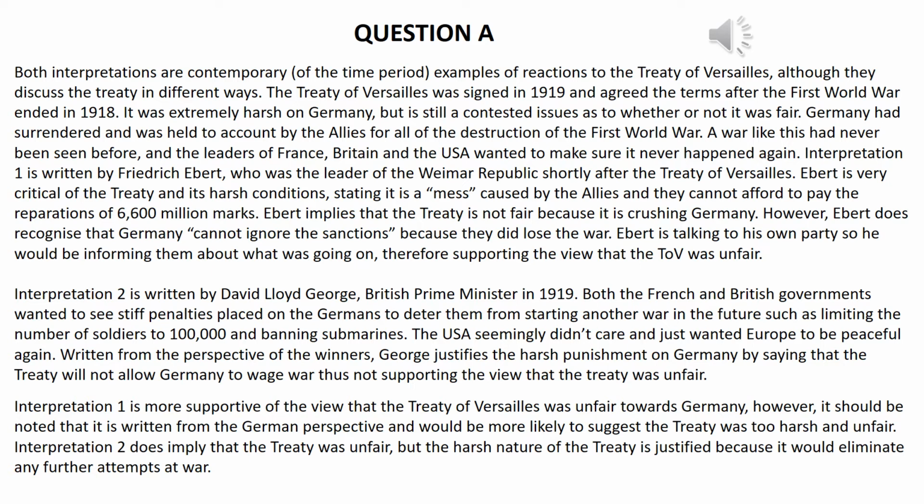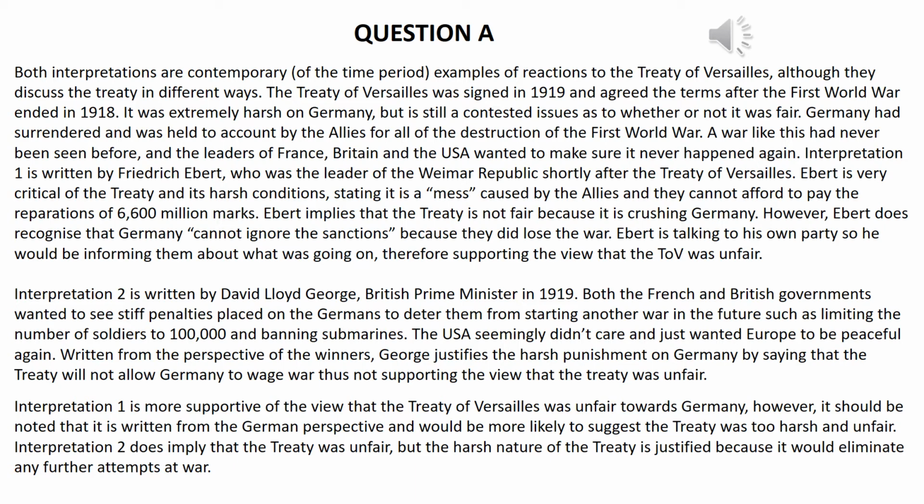A war like this had never been seen before, and the leaders of France, Britain and the USA wanted to make sure it never happened again. Interpretation 1 is written by Friedrich Ebert, who was the leader of the Weimar Republic shortly after the Treaty of Versailles. Ebert is very critical of the treaty and its harsh conditions, stating it is a mess caused by the Allies and they cannot afford to pay the reparations of 6,600 million marks.